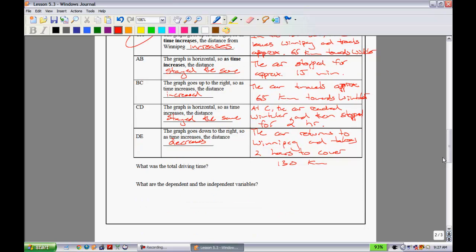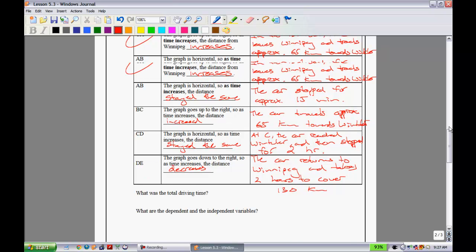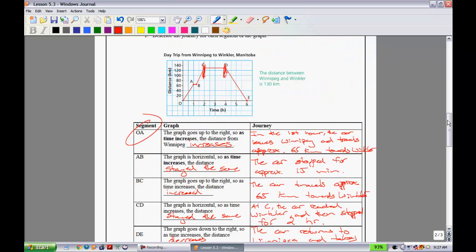Well, let's scroll back up to our graph here and take a look. Well, they want just the driving time, right? And so this is where some people can often go wrong, is they'll just say, oh, well, it took them 0 and it went to 6, so that was 6 hours. Or they may have even just chopped it in half and said it was 3 hours. We want the driving time.